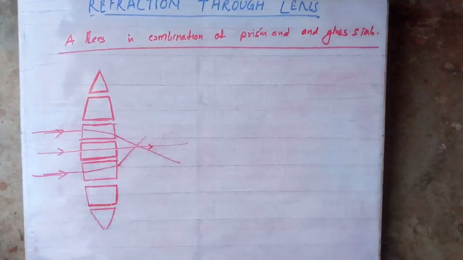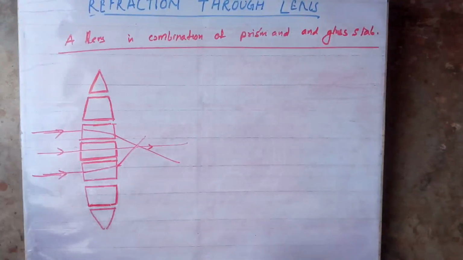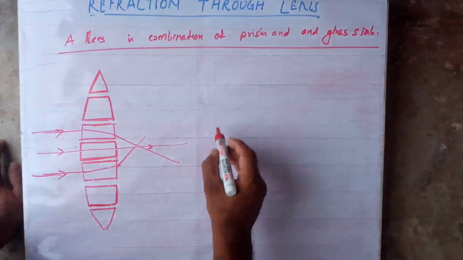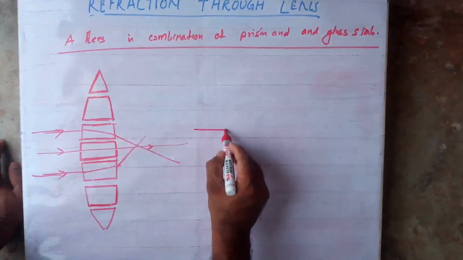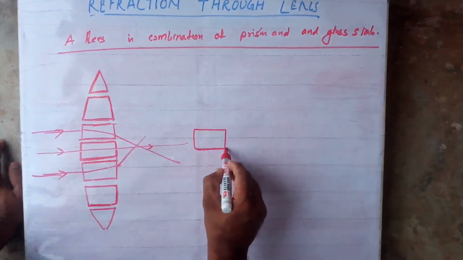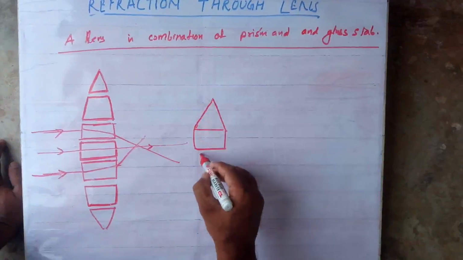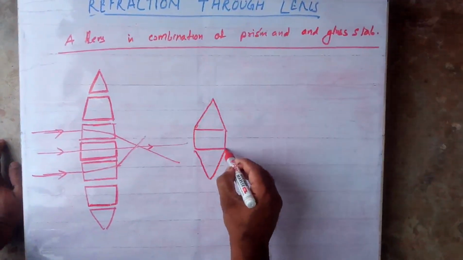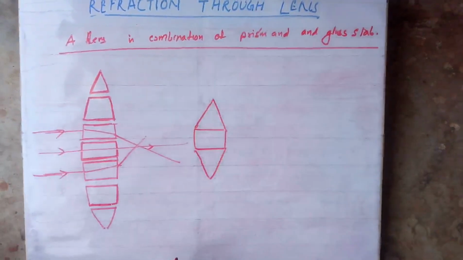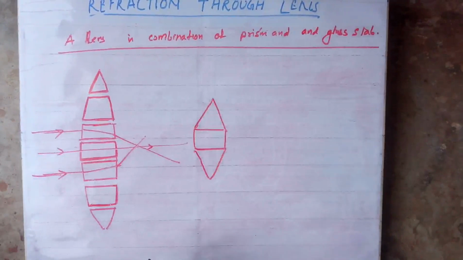This way the convex lens works. Secondly, it is the action of prism and glass slab. It's very simple. If you want to draw, you can draw here like this. This is a glass slab, this is a prism, and this is a prism. Very simple. Are you clear? This also acts like a lens only. Clear?